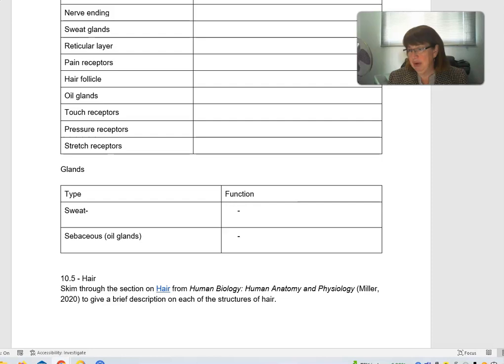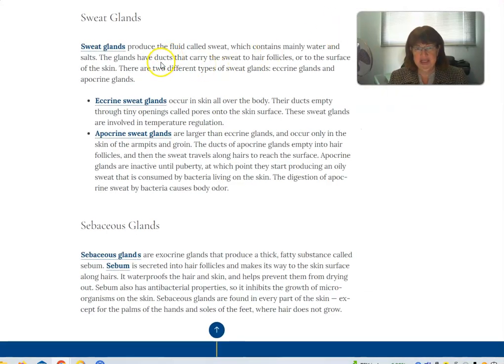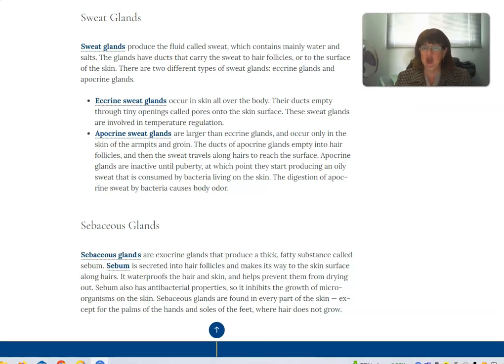Now, there are two types of glands that we need to look at. There are sweat glands and there are sebaceous glands, which are oil glands. The sweat glands start in the dermis and they empty out onto the epidermis. So here is our sweat glands. Our sweat glands produce sweat, and sweat is water and salt.